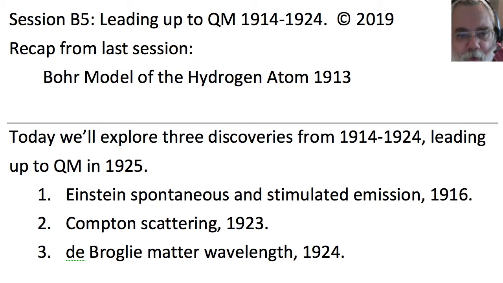This is session B5, leading up to quantum mechanics, 1914 to 1924. Last session we did the Bohr model of the hydrogen atom, which was published in 1913. Today we'll explore three different discoveries from the decade 1914 to 1924, leading up to Schrodinger's equation publishing in 1925.